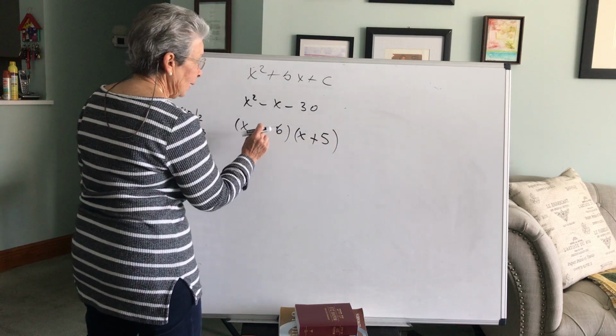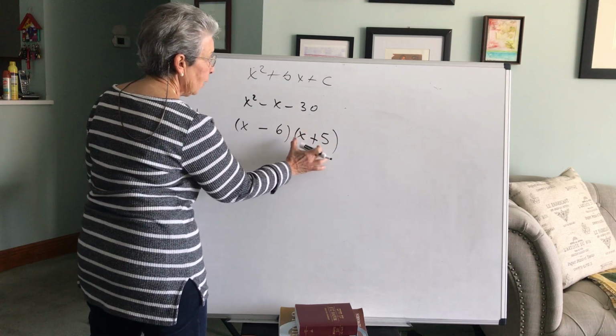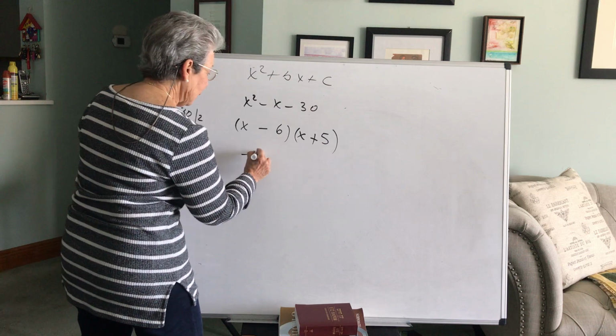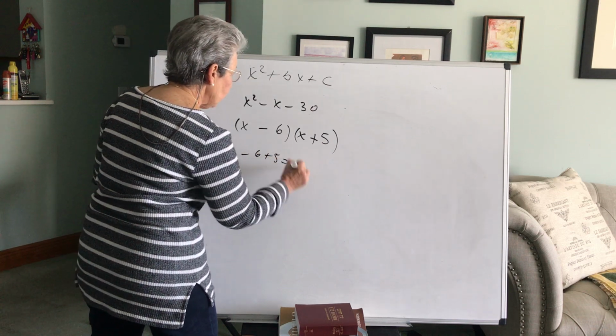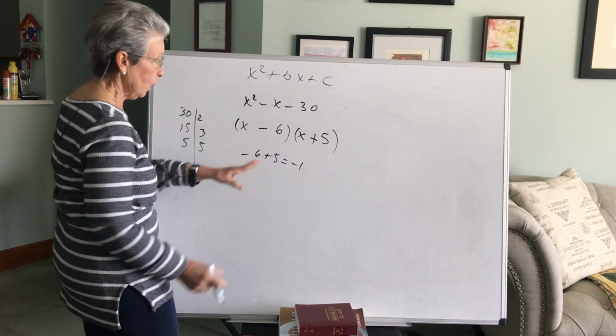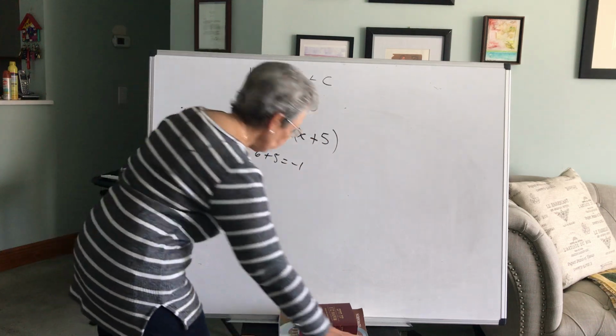When you multiply negative times positive is negative. 6 times 5 is 30. And negative 6 plus 5 is negative 1, which is the coefficient of this x. So these are the factors.